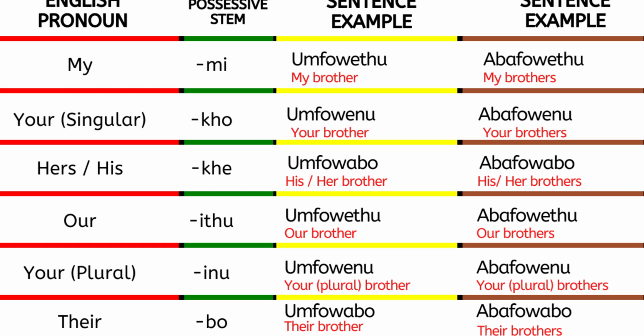So it's now context again. Who is this person talking about? Are they talking about my brother? Are they talking about our brother? That's how you will figure it out. You need to know the context. Umfowabo, that's their brother. Umfowenu, that's your brother.